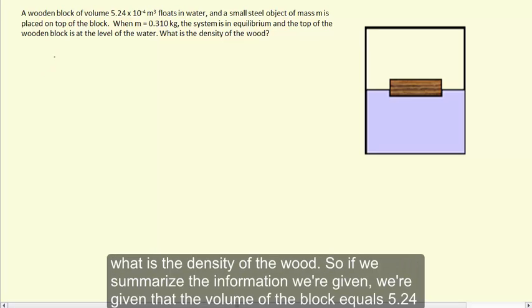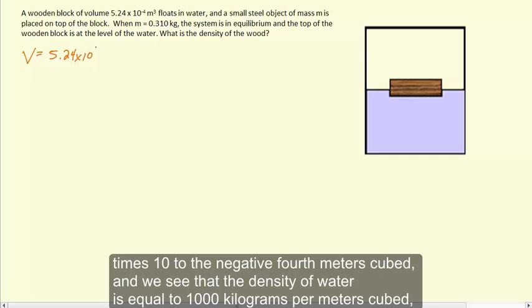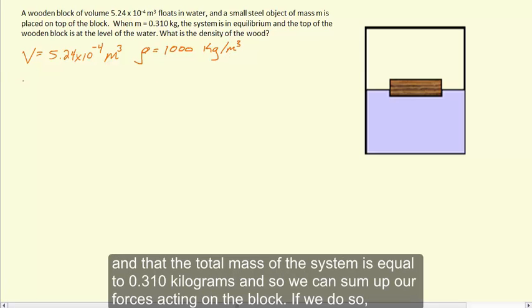So if we summarize the information we're given, the volume of the block equals 5.24 times 10 to the negative fourth meters cubed. And we see that the density of water is equal to 1,000 kilograms per meters cubed, and that the total mass of the system is equal to 0.310 kilograms.